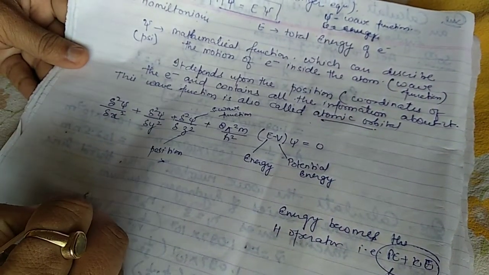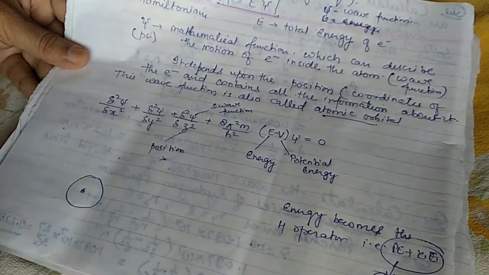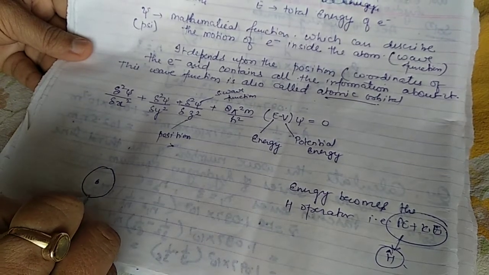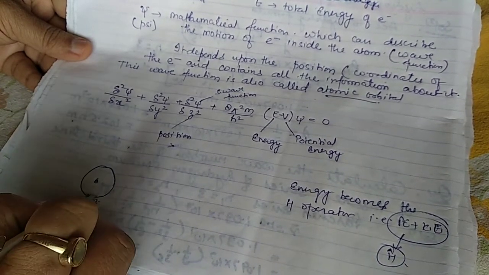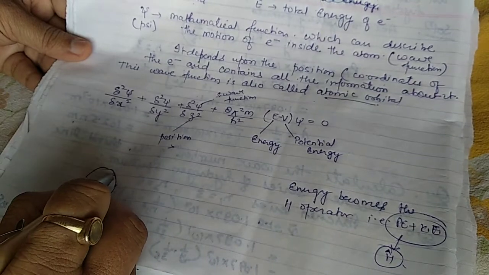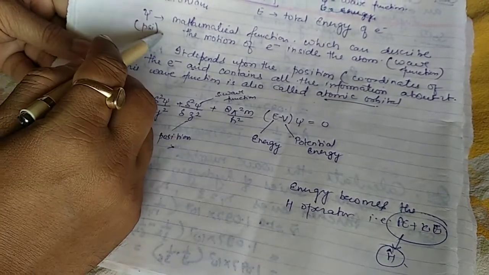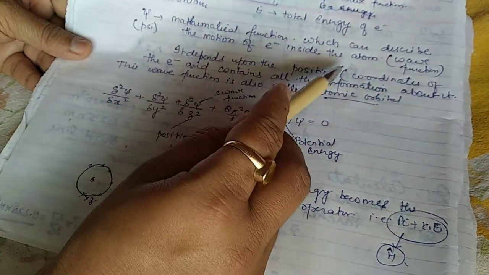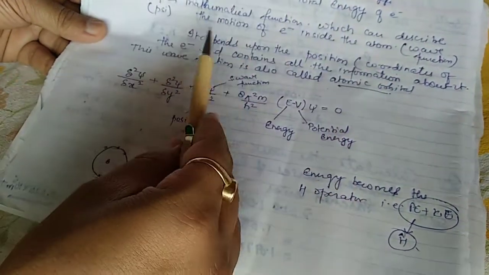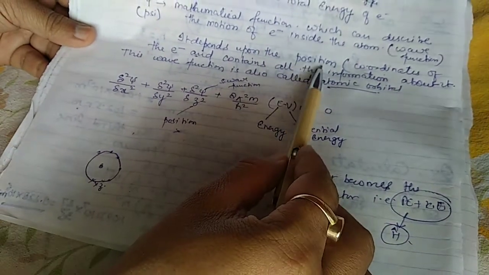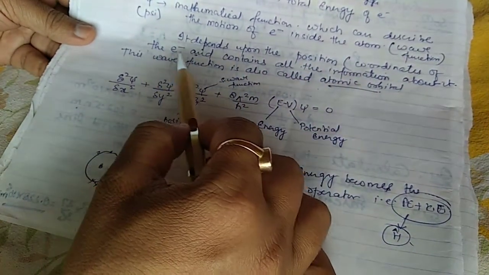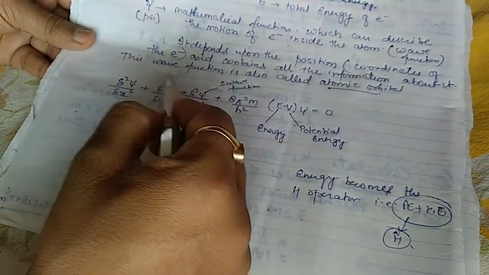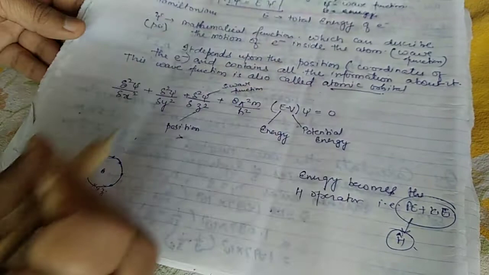Suppose this is the nucleus and this is the orbit. This orbit is existing in x, y and z coordinates. The particle is in x, y or z coordinates. So this psi is the mathematical function which can describe the motion of the electron inside the atom. That is known as the wave function. It depends upon the position. Position means coordinates of the electron, and it contains all the information about it. This wave function is also called atomic orbital.